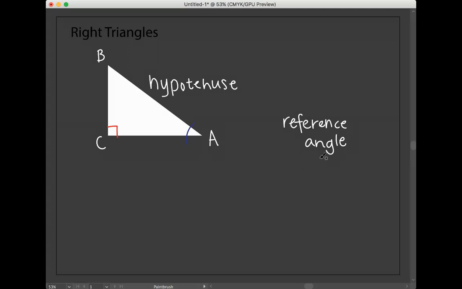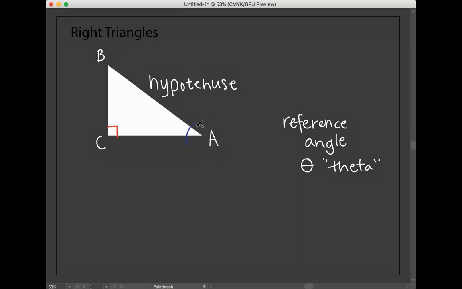Sometimes you'll see angles when we talk about trigonometry. Instead of using an unknown angle with a letter from the alphabet you're used to, sometimes we'll use a Greek letter like theta to represent an unknown angle or the reference angle. So you'll start to see theta sometimes.